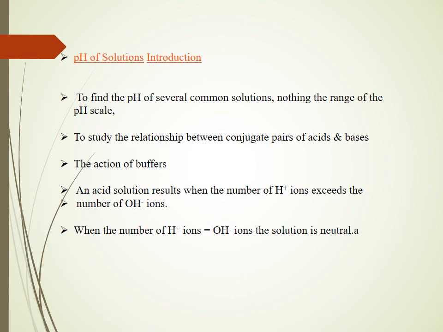pH of solutions: introduction. We find the pH of several common solutions, noting the range of the pH scale. We also study the relation between conjugate pairs of acids and bases, in the section on buffers. An acidic solution results when the number of H plus ions exceeds the number of OH minus ions. When the number of H plus ions equals the number of OH minus ions, the solution is neutral.